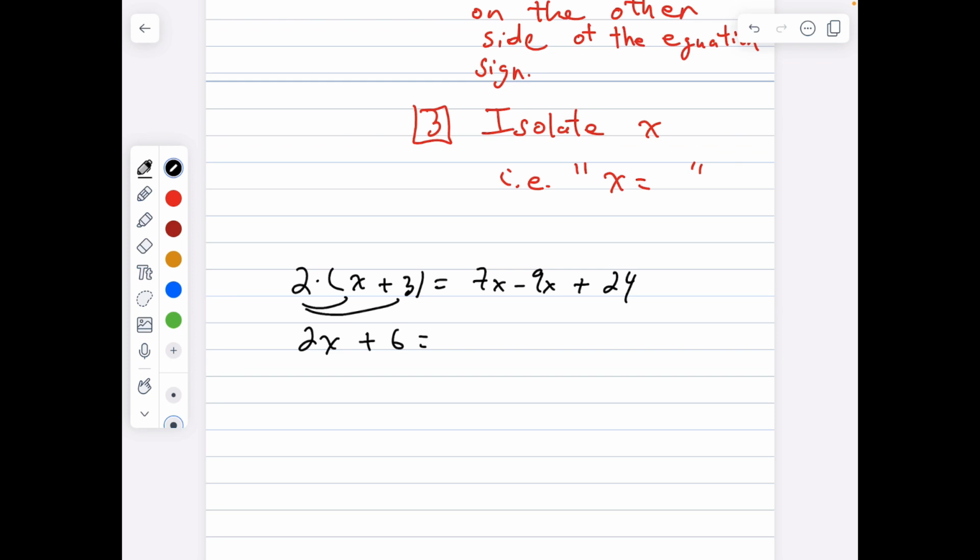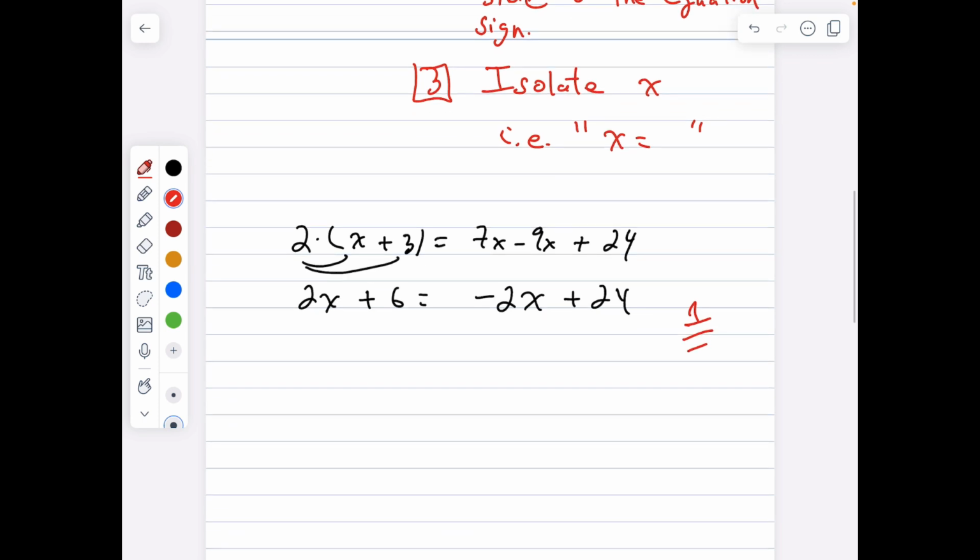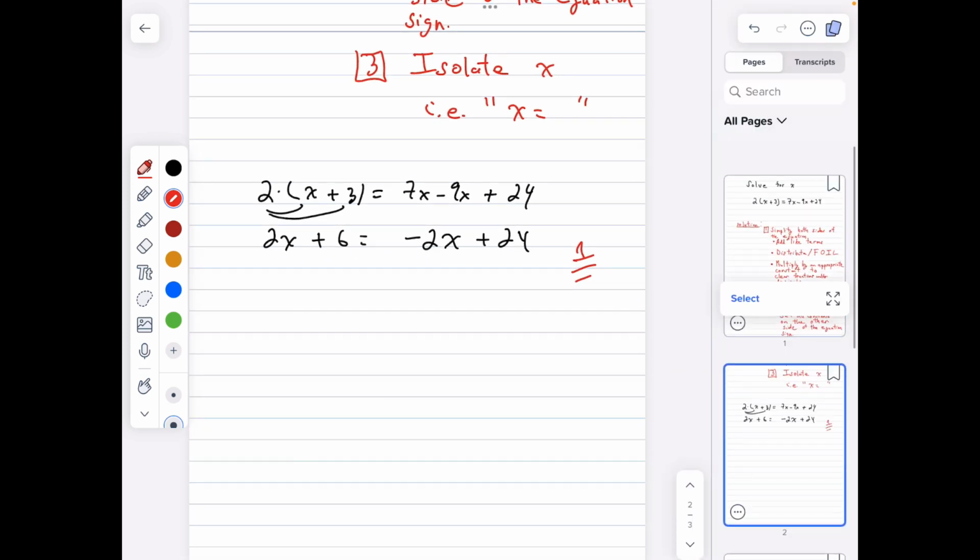On the other side, I have 7x and minus 9x. You have $7, you owe someone 9, you pay them 7 back, you still owe them 2. So 7x minus 9x is minus 2x plus 24. That would be the end of step 1. Minus 2x plus 24 is the same situation as the 2x plus 6: not like terms, so I can't add them. All right, what's my next step?